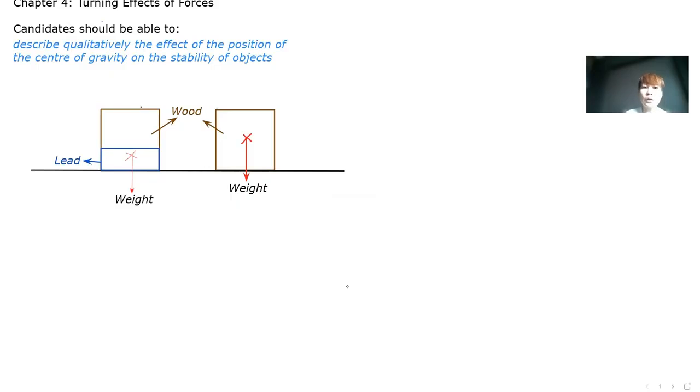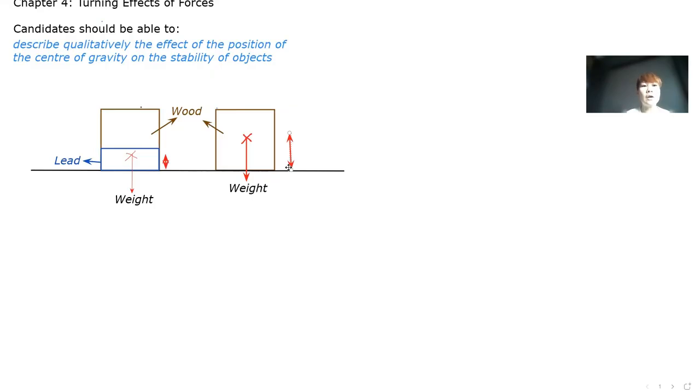As you can see, the object on the left has a center of gravity that's lower, closer to the ground, and that's only natural because of the lead at the bottom. Whereas for the object on the right, the center of gravity is higher because of the way the mass is distributed. Can you see that the center of gravity is nearer to the ground on the object on the left, and higher, further from the ground, on the right?